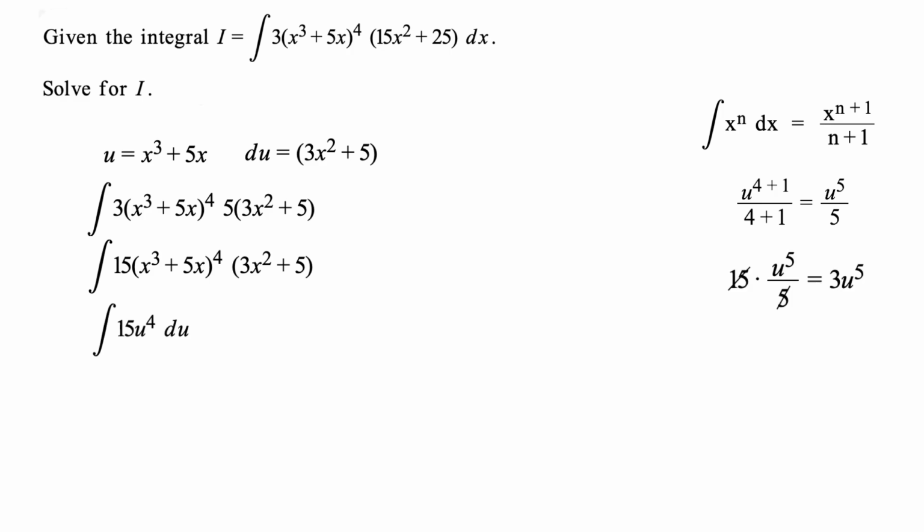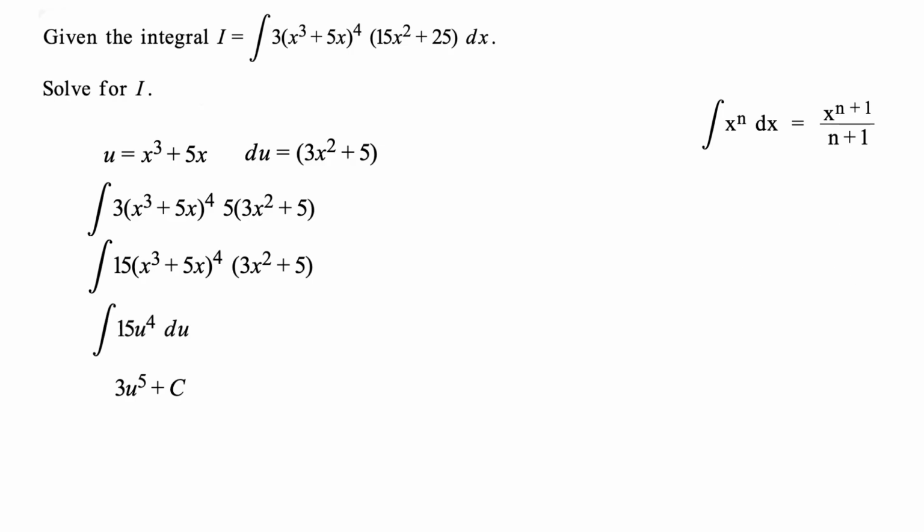Now bring that 15 back. We have 15 times u to the fifth power over 5. This is just a fraction simplification problem now. 15 divided by 5 gives us 3. So the term simplifies down to just 3u to the fifth power. Don't forget the most important part of an indefinite integral, plus c.